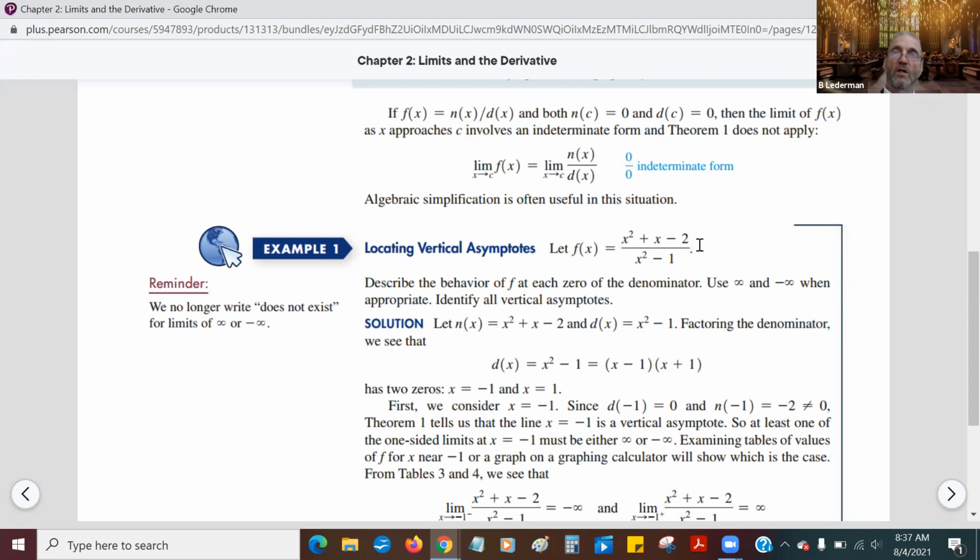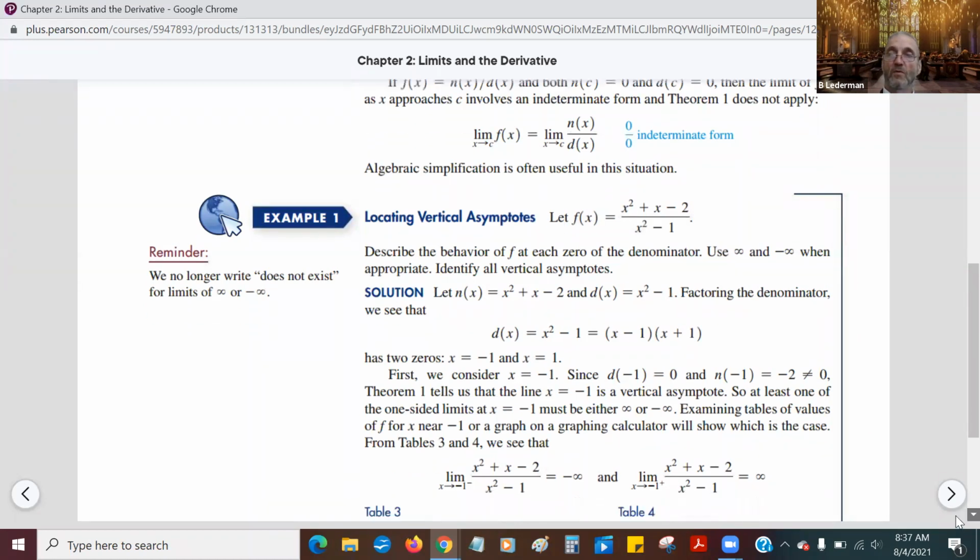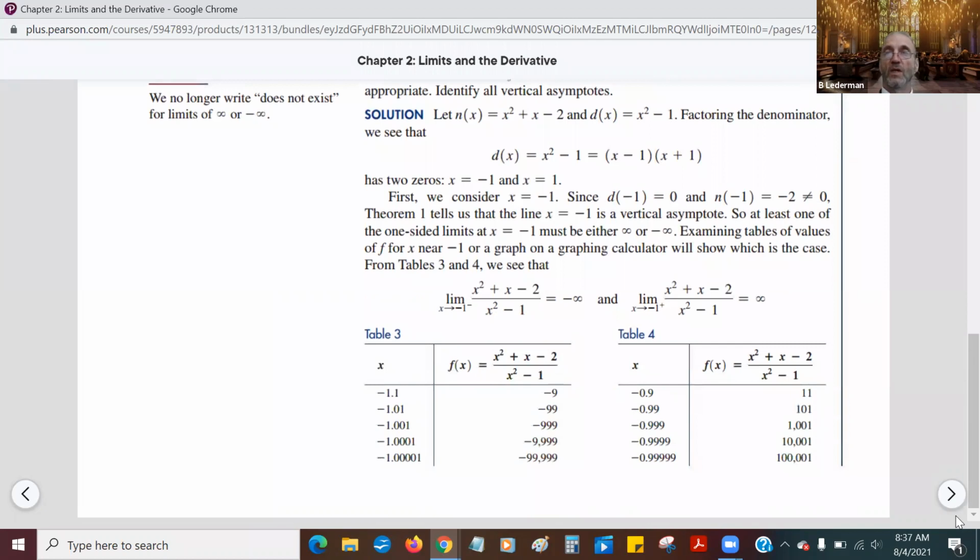But what we're going to do here, we're going to factor the top and factor the bottom. When we do that... oh, we're not doing that here. Sorry about that. What we're doing here is plugging values in.